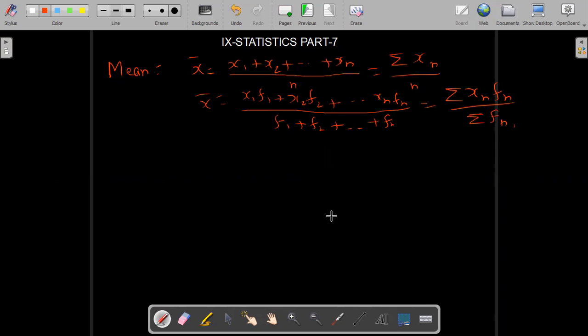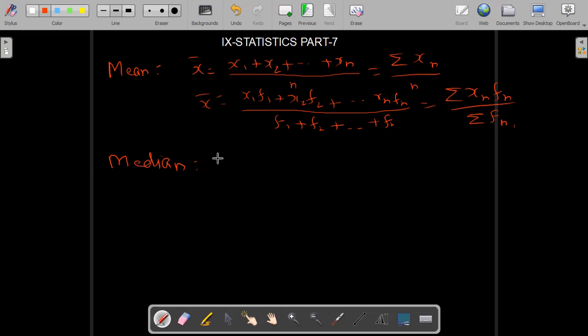Okay, so this is mean. Mean is the average. Mean or average or arithmetic mean is the same thing. Then we have median. What is median?